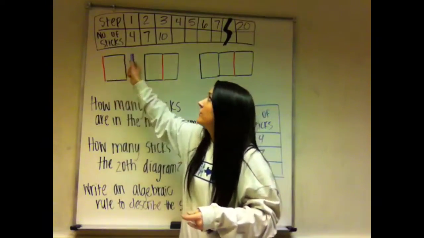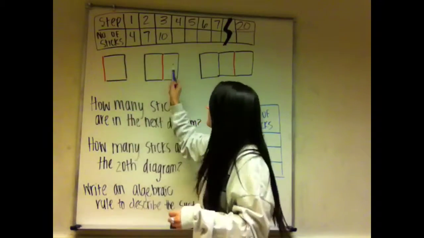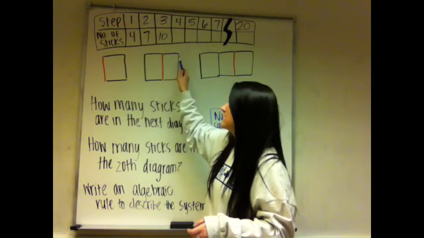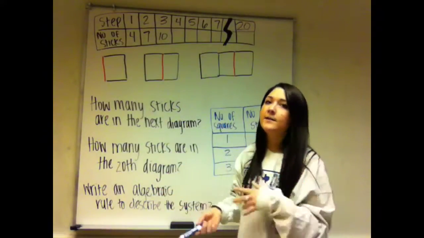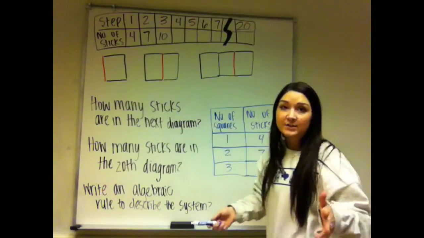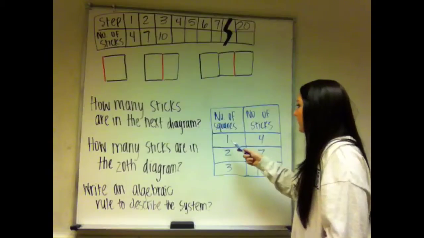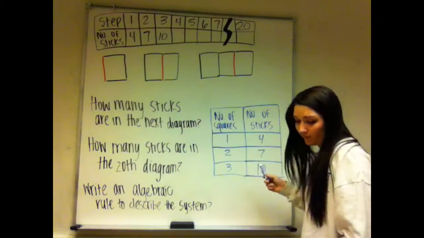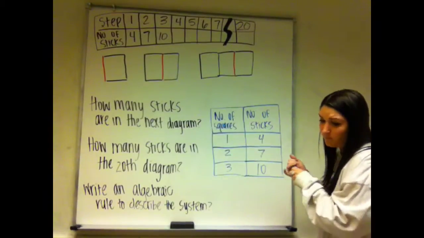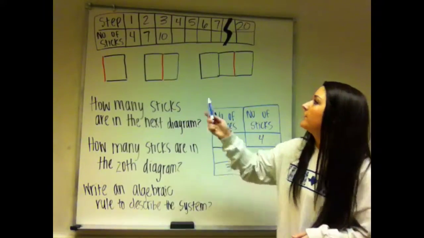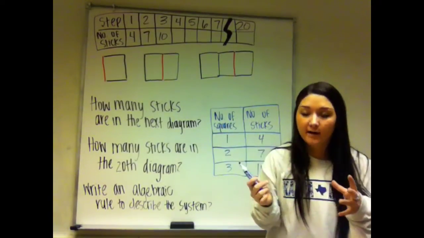So for this one square, there's 4 matches to make it up. For these 2 squares, there's 7 matches to make it up. So that's why I use squares instead of steps, and they're matchsticks, so I'll call them matches or sticks. So 1 for 4, 2 for 7, 3 for 10. This table basically describes numerically what's going on in the pattern instead of just giving you the blocks itself.